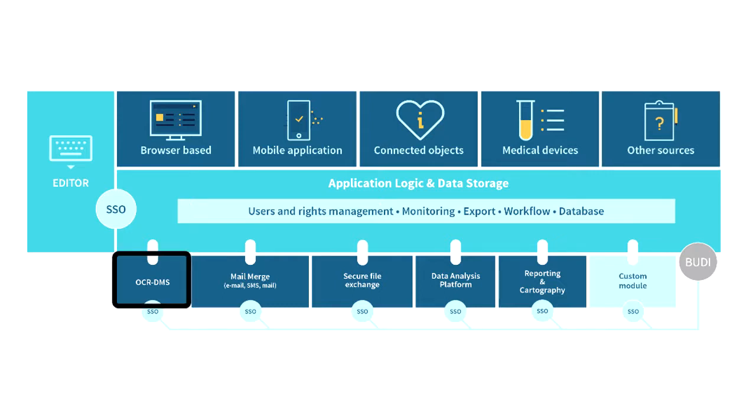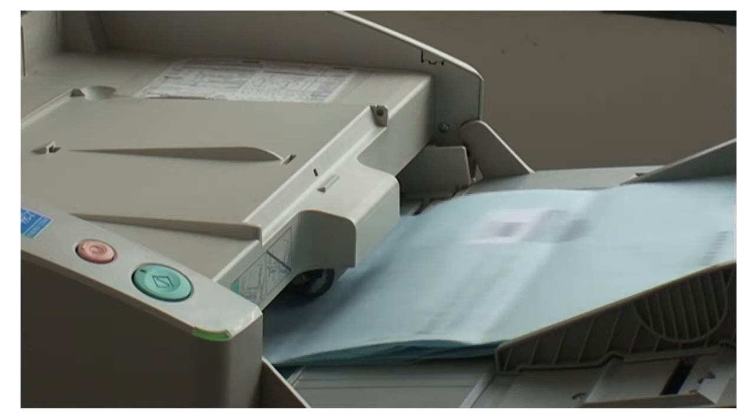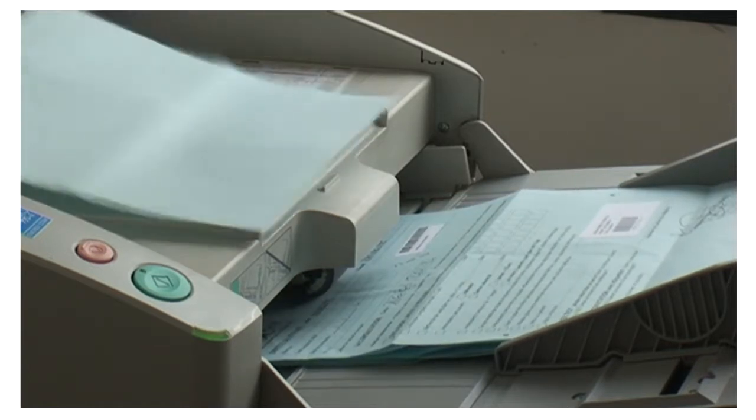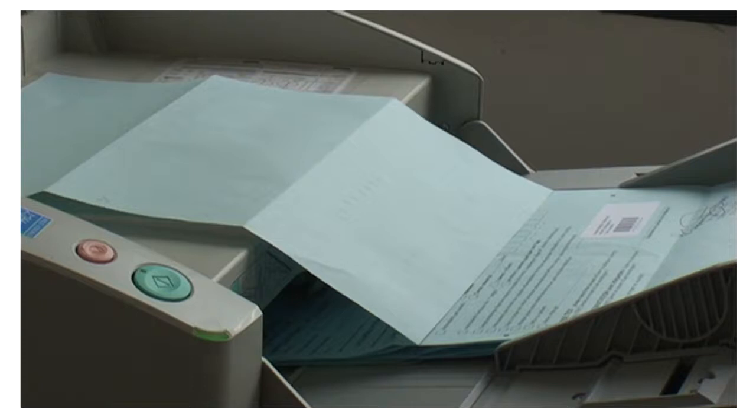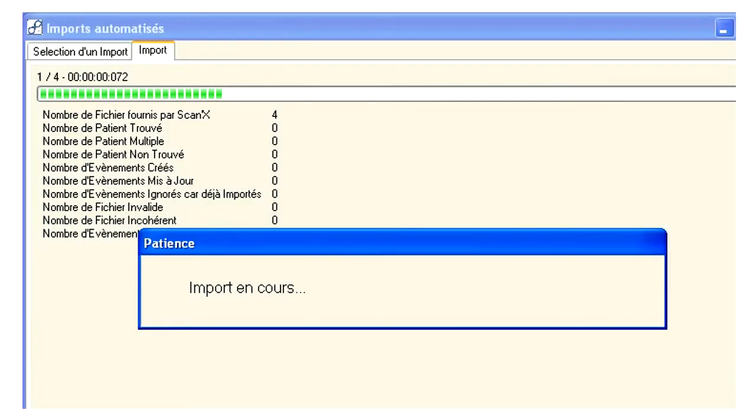OCR DMS. This module is the optical character recognition and document management system which is used for scanning filled-in paper forms to have their contents go directly into the Voozanoo application's database. This eliminates the tedious work of entering all the form's contents by hand.